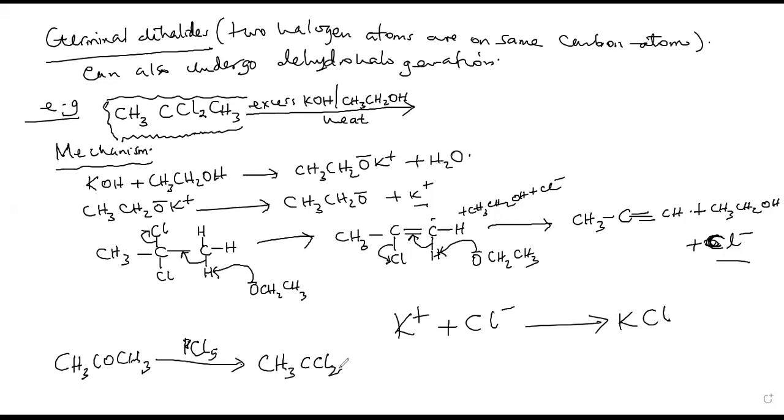The dihalide we have used can be obtained by using a ketone of the corresponding carbon atoms. If you want the one of 3, you use a ketone of 3 carbon atoms in the presence of phosphorus pentachloride. So that is the first method of preparation of alkynes.